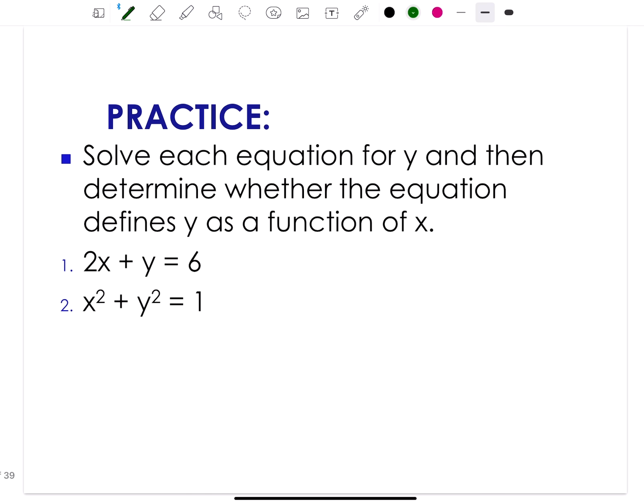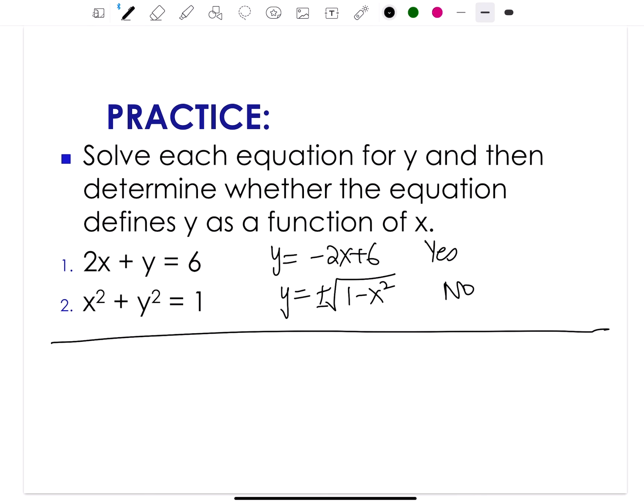Go ahead and practice these two. Pause for a minute and check whether these are functions or not, or whether y is a function of x or not. So first one, when we solve for y, it would be -2x plus 6. This is going to be yes, a function. Next one, it would be plus or minus the square root of 1 minus x squared, and that's going to be not a function.